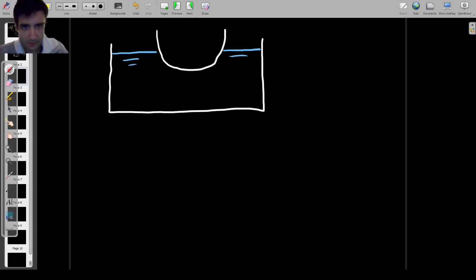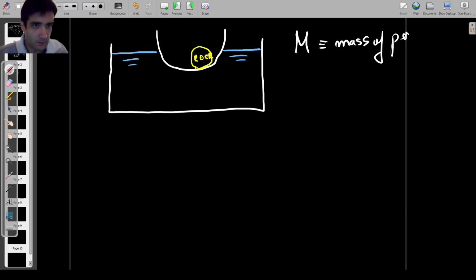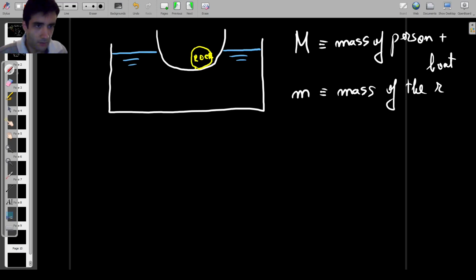there's a boat, and inside the boat there's a person, and also let's say there's a rock. Okay, so this is the rock, and there's a person, and I'm not going to draw the person, but let's say that the mass of the person and the boat is capital M. So this is the mass of the person plus the boat, and then small m, this is the mass of the rock.